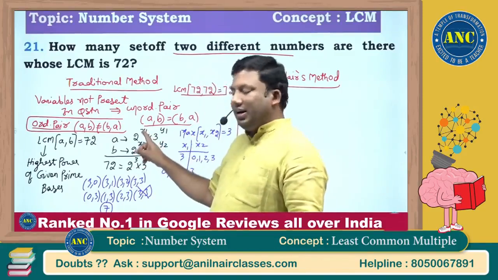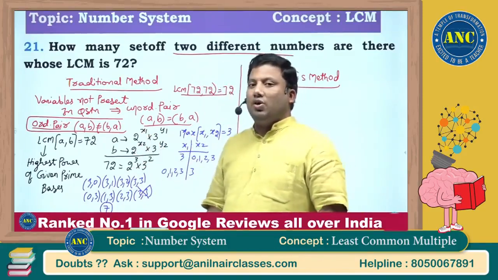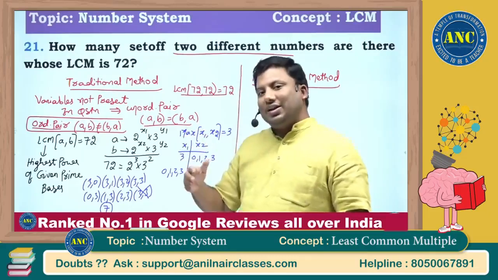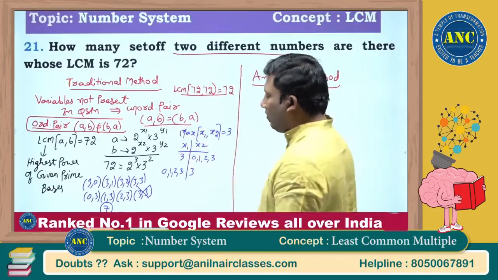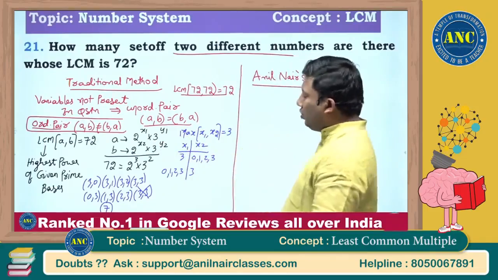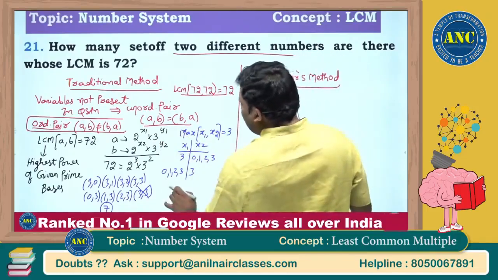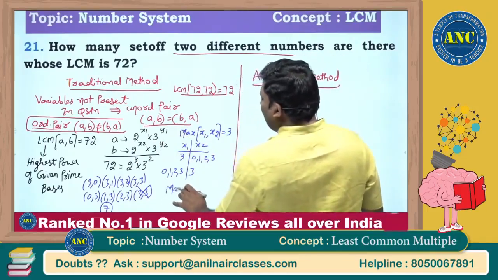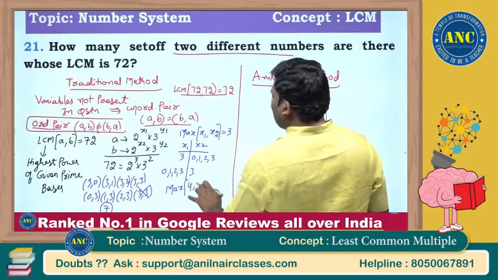Either x1 can take 3, and x2 can take 0, 1, 2, 3. Or x2 can take 3, and x1 can take 0, 1, 2. The case 3, 3 is duplicated. Similarly, LCM always takes the highest power of the given prime bases.